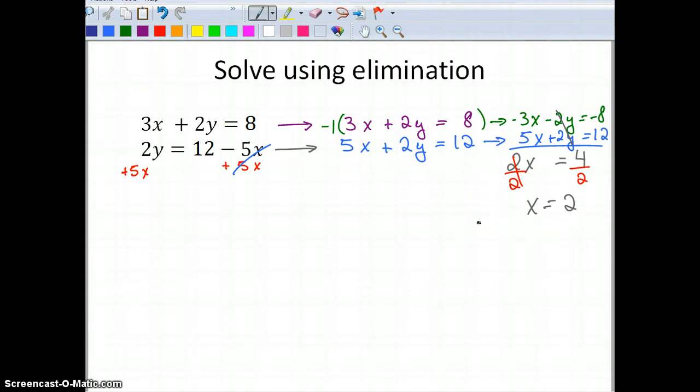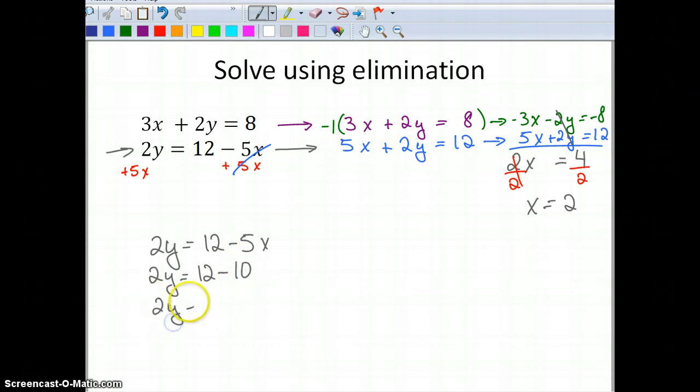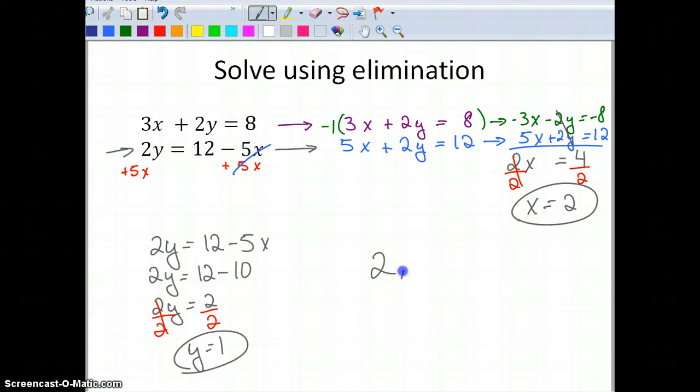Now, I'm just going to plug into one of these others. I'm going to do this second equation to find y. So I have 2y is equal to 12 minus 5 times 2. So that's going to be minus 10. So 2y is equal to 2. Divide both sides by 2. So y is equal to 1. So y is 1, x is 2. I want to write it as an ordered pair, so I have the solution of the point 2, 1. And that's my answer.